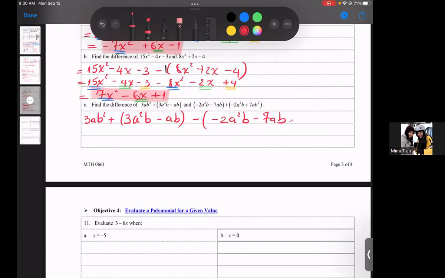So plus, plus minus 2a squared b becomes what? Minus, right? So I can do it in one step. Minus 2a squared b. Think of it as a positive 1 in front here, and then you distribute the positive 1 times negative, which is still negative. This one's still positive, so plus 7ab squared.